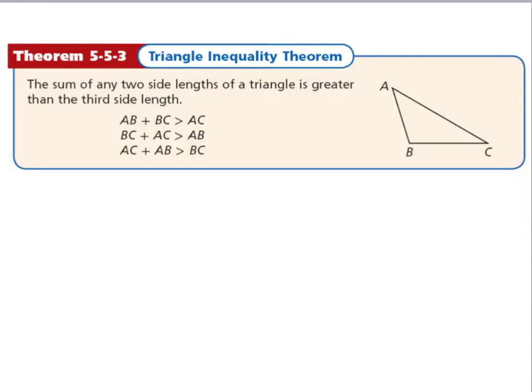Our triangle inequality theorem states that the sum of any 2 side lengths of a triangle should always be greater than the third side length. So no matter what 2 sides of the triangle I may choose, if I add them up, they should always be larger than the third. That's how I know I should end up getting a triangle. If that isn't going to happen, if I take two sides of a triangle and it's not greater than the third, then I cannot make a triangle.